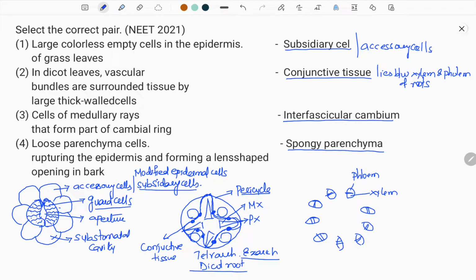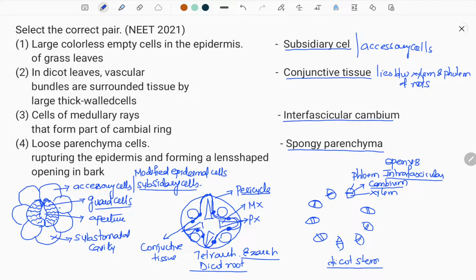And in between phloem and xylem, cambium is present. This cambium is called intrafascicular cambium. So intrafascicular cambium lies in between xylem and phloem of dicot stem. Since cambium is present in between xylem and phloem, such a vascular bundle is called an open vascular bundle. It is found in dicot stem.